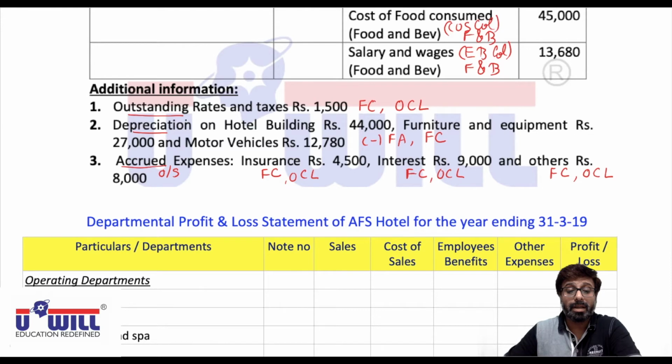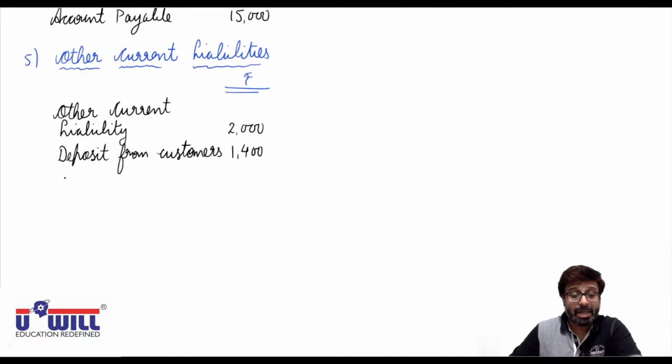First adjustment, outstanding rates and taxes 1500 is also marked as OCL. So outstanding, you can give one heading because many things we have in adjustment as outstanding, and within outstanding you can write rates and taxes 1500.